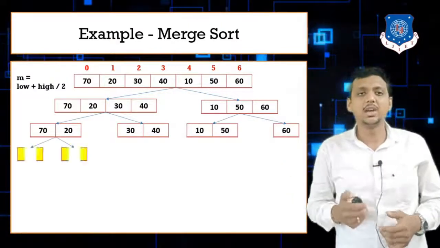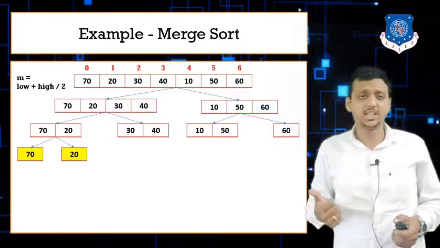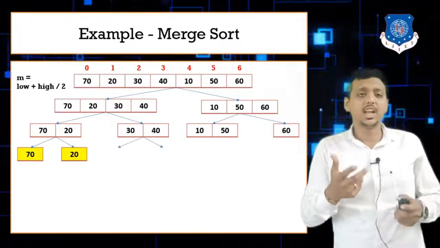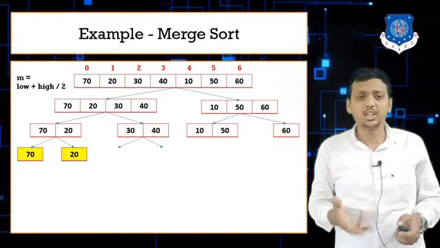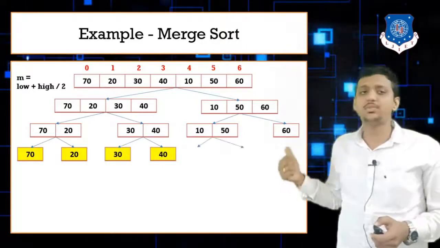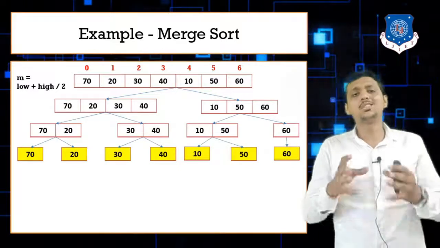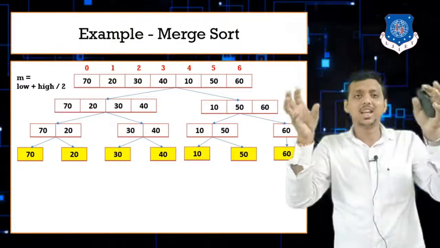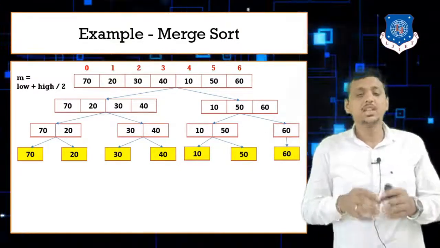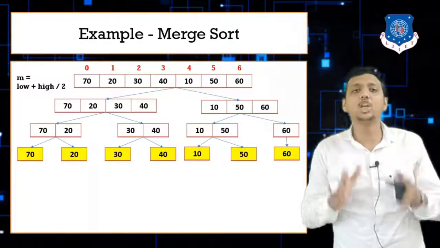So next we have 70 and 20 as individual entities, then 30 and 40 as individual entities, and 10, 50 and 60 as individual entities. So what is our goal? Our goal is to divide the list into individual entities. Fine. Okay, so this is the divide algorithm.